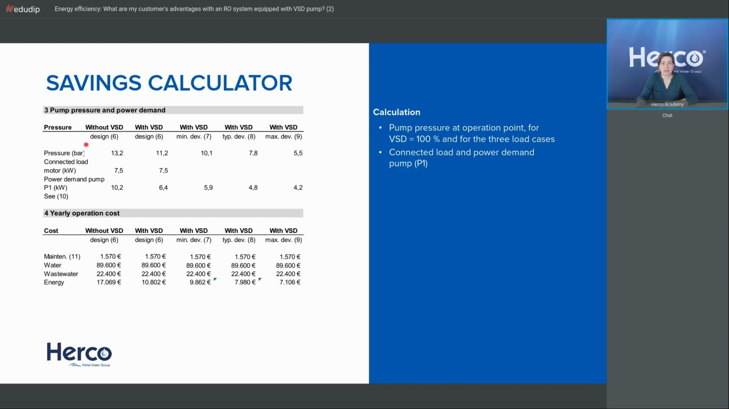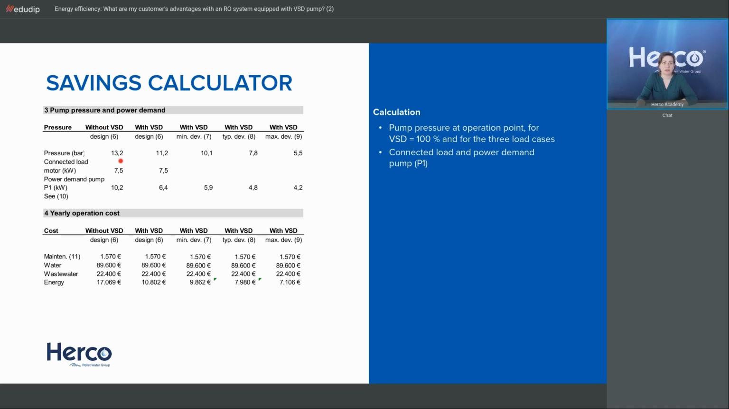You have the design, the calculation without variable speed drive only at the design point, because remember, when you use a throttle valve, you always come back to the same pressure and flow combination. The pump cannot run anywhere else. So you cannot reduce your energy consumption if your load cases differ. But with a pump with a variable speed drive, you can.